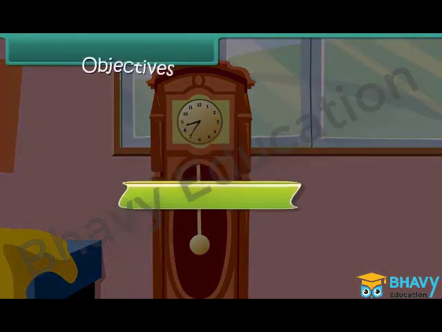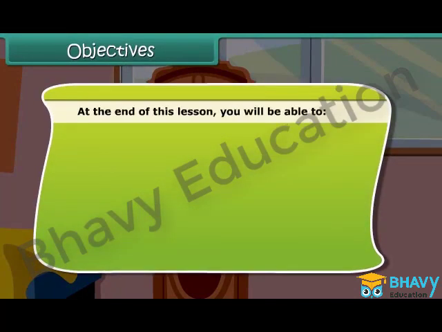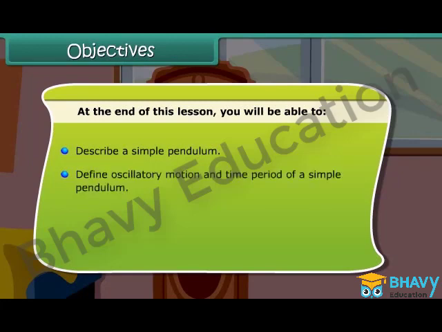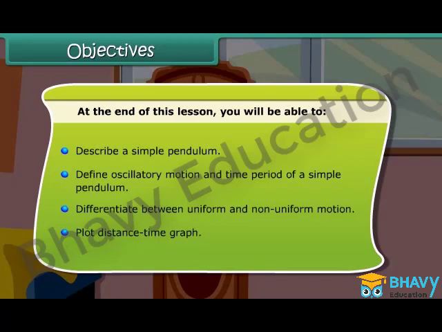Objectives. At the end of this lesson, you'll be able to describe a simple pendulum, define oscillatory motion and time period of a simple pendulum, differentiate between uniform and non-uniform motion, plot distance time graph.